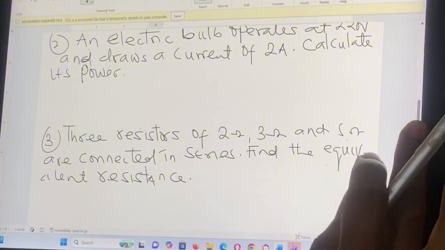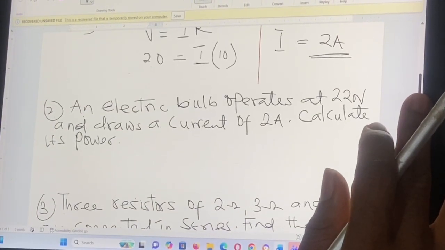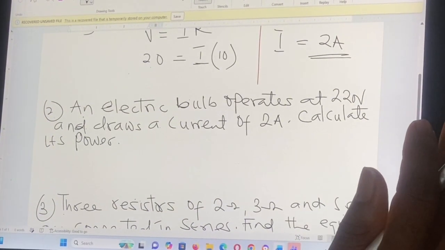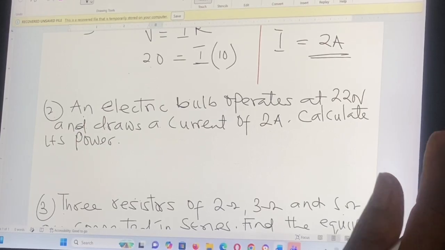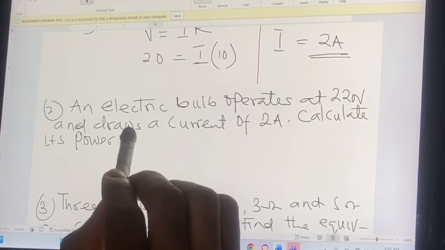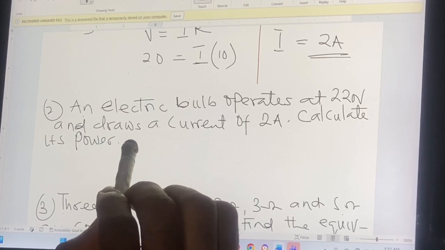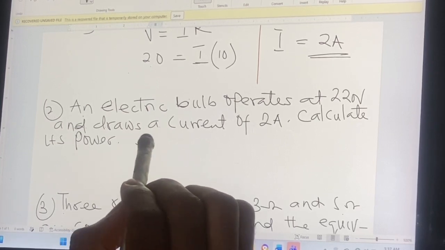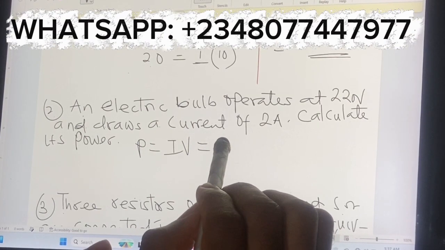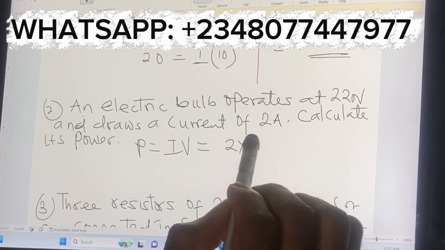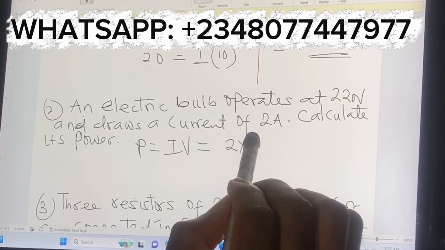So the next question here, we're asked to find power. They said an electric bulb operates at 220 volts and draws a current of 2 amps. Calculate its power. The formula for power here, relating to volts and current, is power is equal to IV. So let's replace. Current is 2 times the voltage, which is 220.